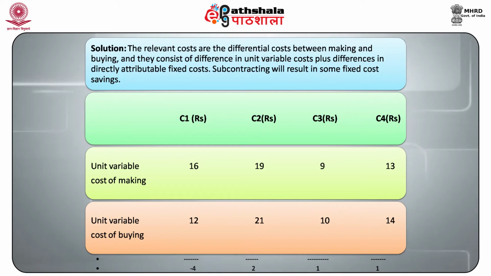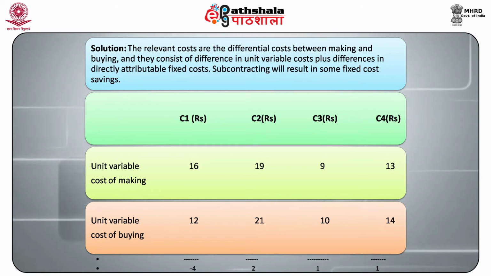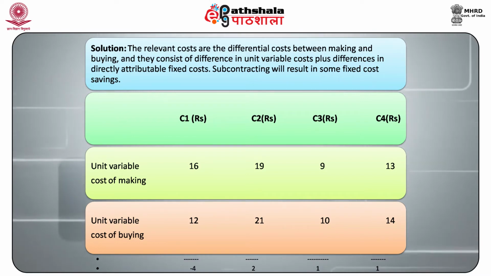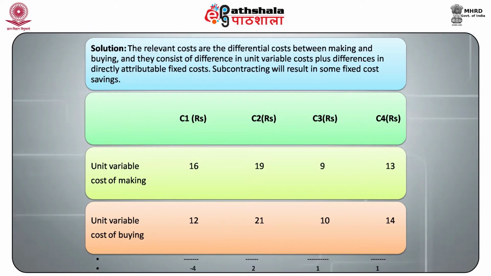Unit variable cost of making C1 is 16, for C2 it is 19, for C3 it is 9, and for C4 it is 13. The unit variable cost of buying C1 is 12, for C2 it is 21, for C3 it is 10, and for C4 it is 14. The net of C1 is minus 4, the net of C2 is 2, the net of C3 is 1, and the net of C4 is 1.